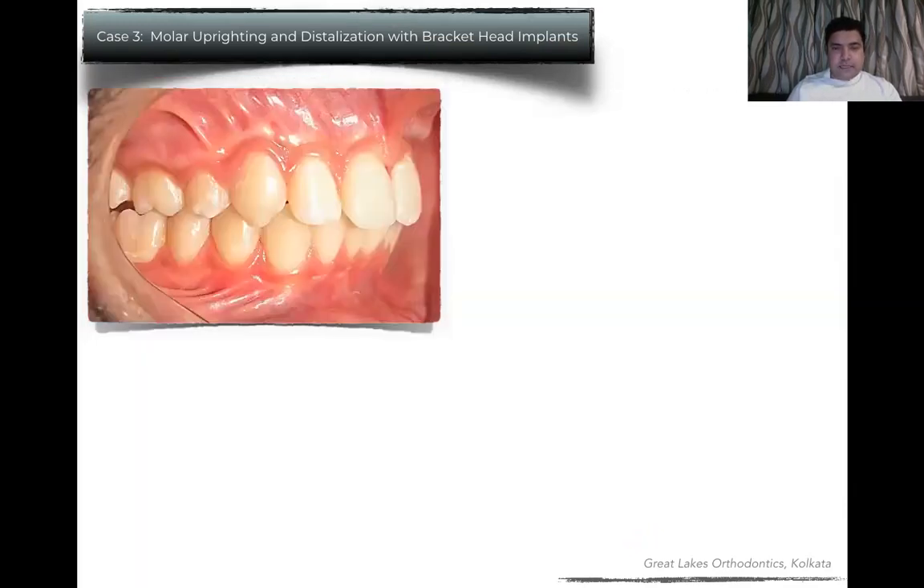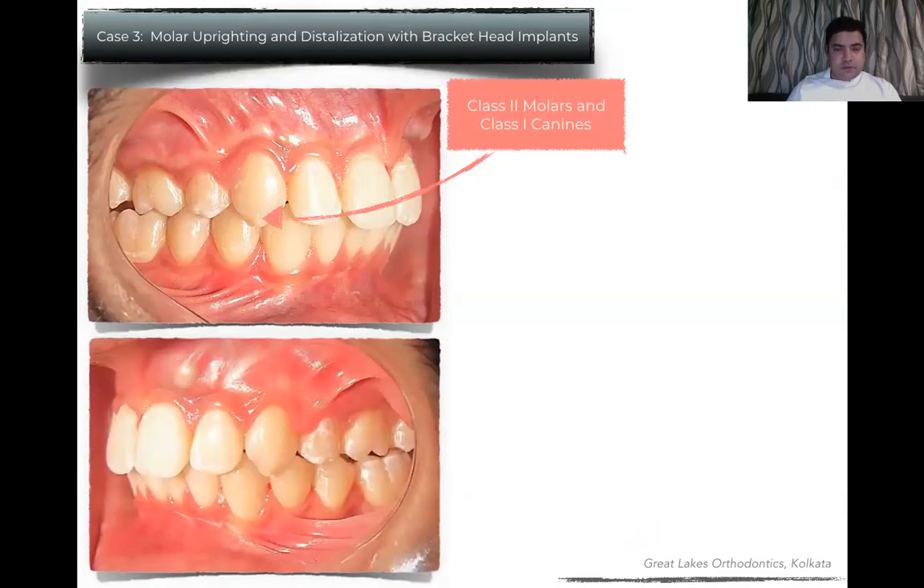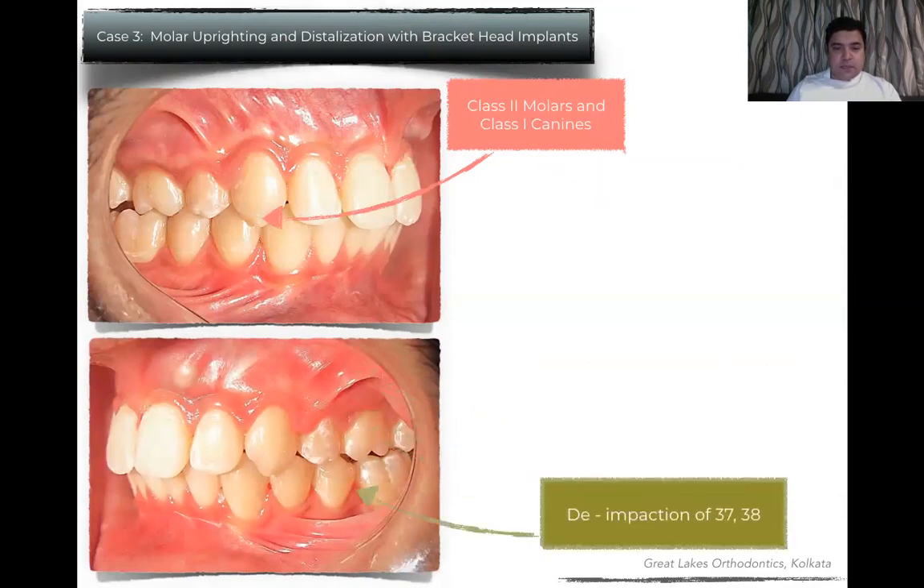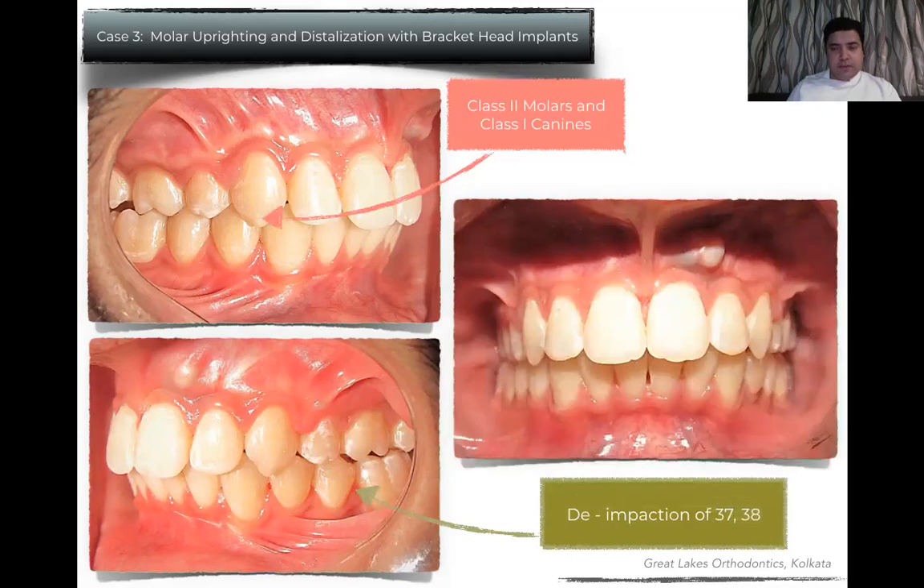So this is the end result that we got. That's a beautiful occlusion that we got at the end of the treatment. That's a class 2 molar and a class 1 canine relationship. That's because we had extracted only in the upper arch. The left-hand side was also having good occlusion. So we had de-impacted the 3.7 and the 3.8 and brought them into line.